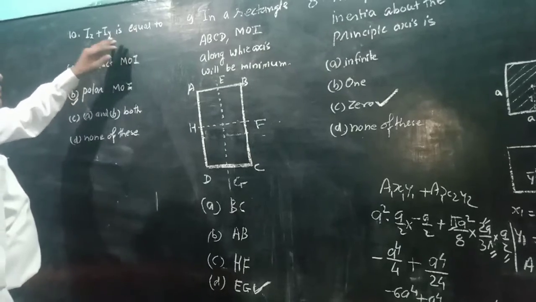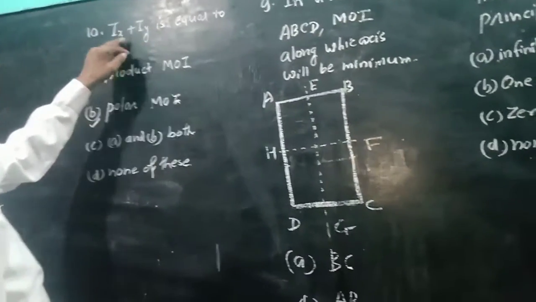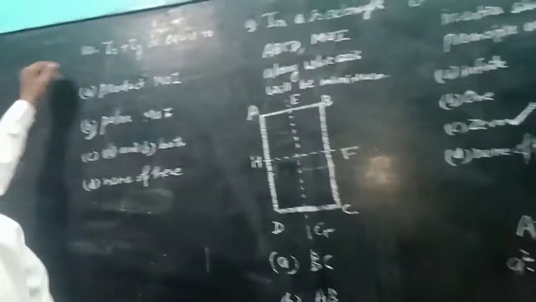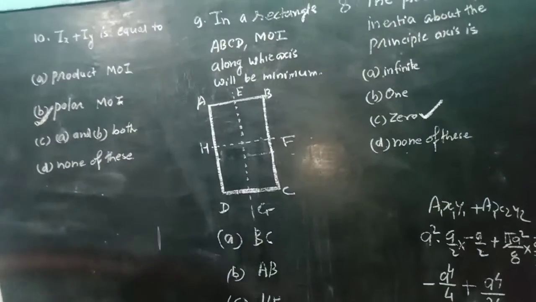We know that the polar moment of inertia is equal to the sum of the moment of inertia about the x-axis and y-axis. So therefore this is equal to the polar moment of inertia.